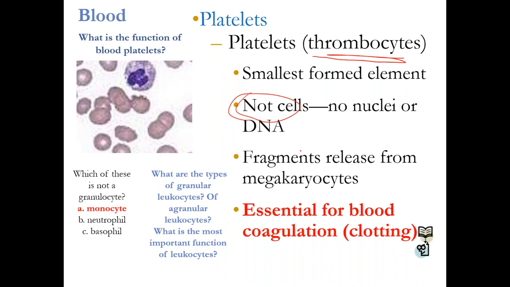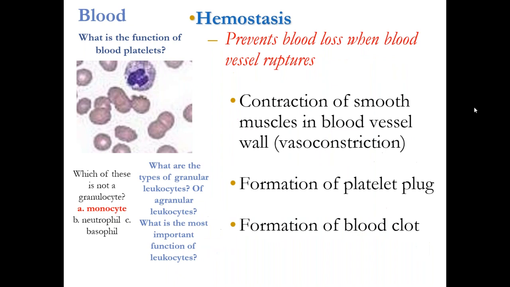They are fragments. So if we have the megakaryocyte, this is the megakaryocyte, and the megakaryocyte is divided in many parts. And these small pieces of this cell, each piece is going to form a platelet. Okay? What is hemostasia? Hemostasia means the prevention of bleeding.